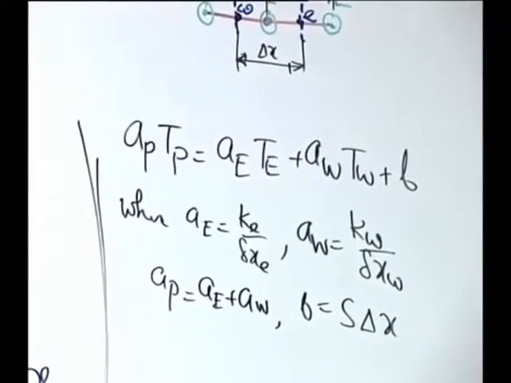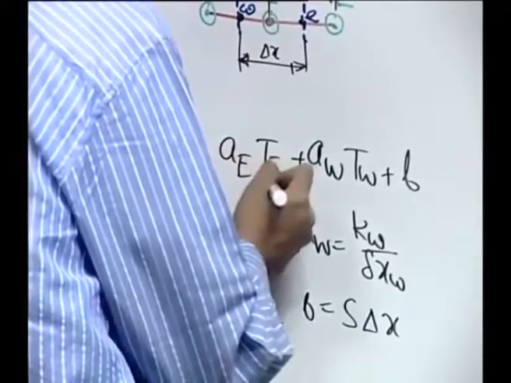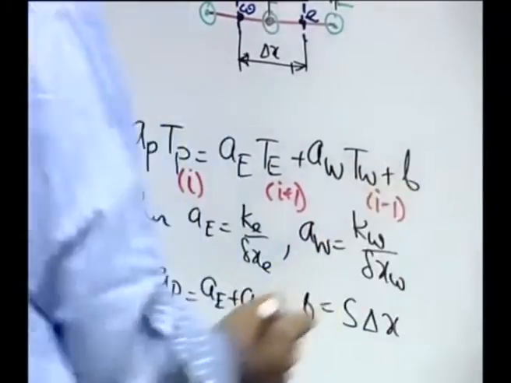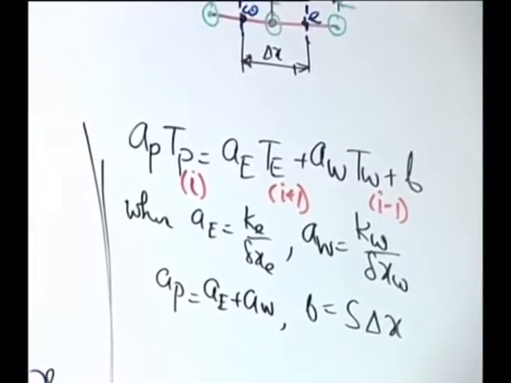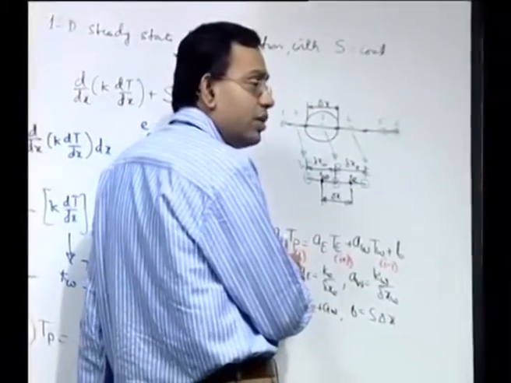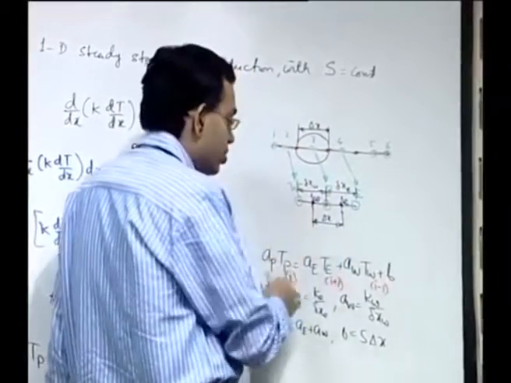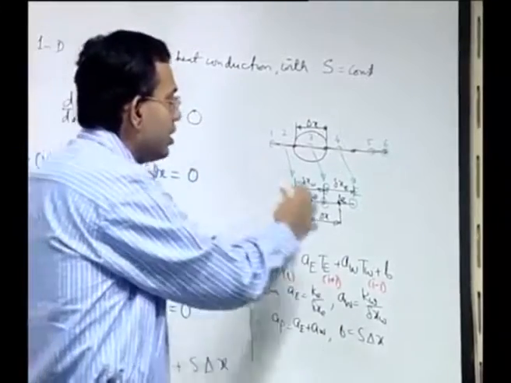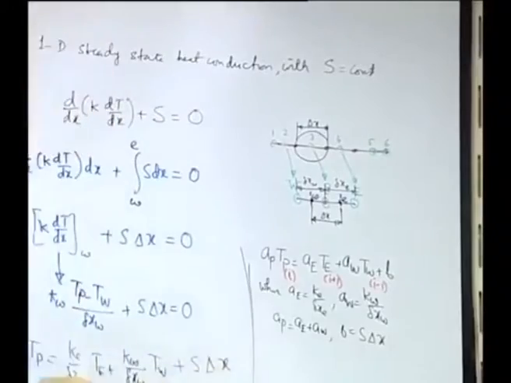You can write it in terms of indices by considering P to be I, E to be I plus 1 and W to be I minus 1. So you can see that the value of the variable at one particular grid point is expressed as a function of the value at its neighboring grid points through an algebraic equation. So we have come up with a discretized algebraic equation from the governing differential equation.